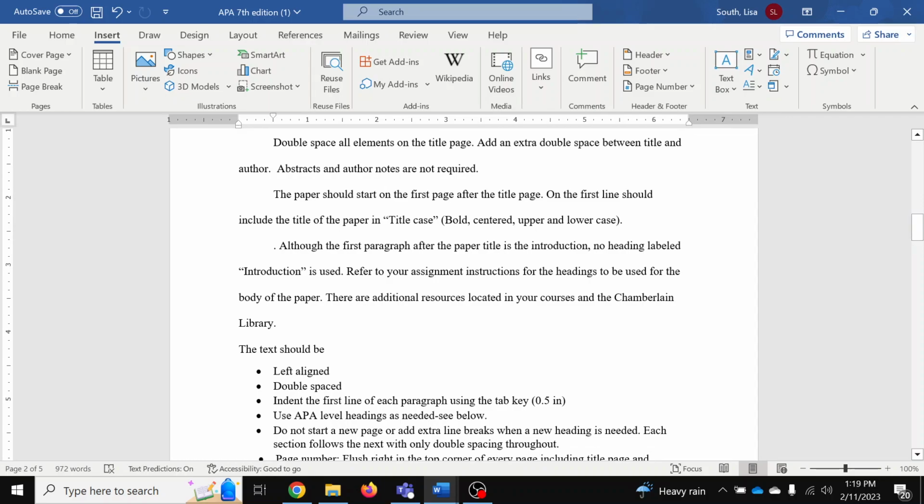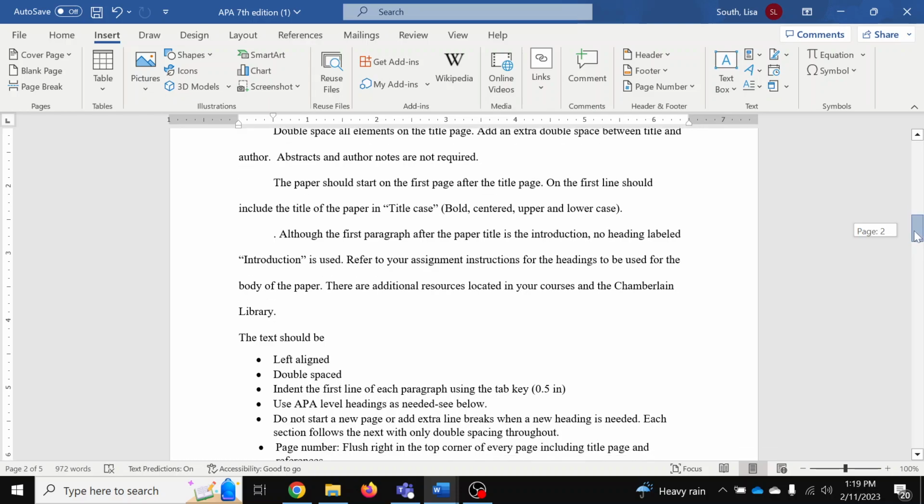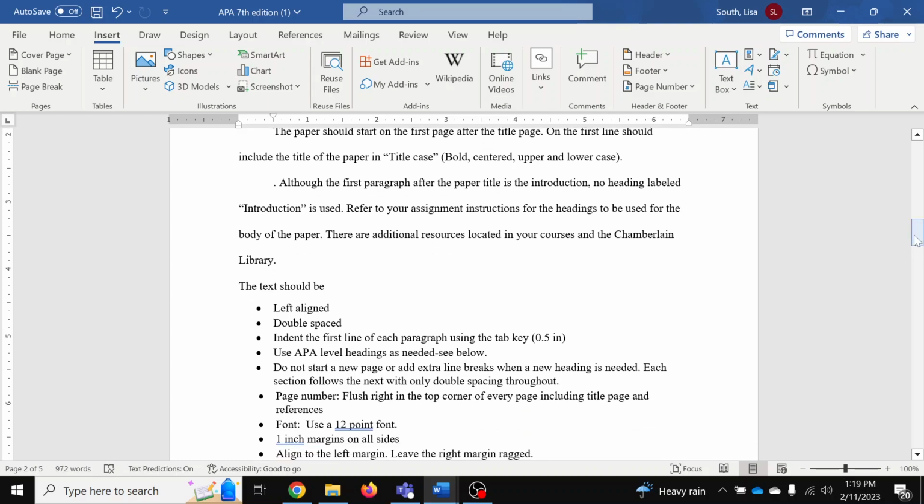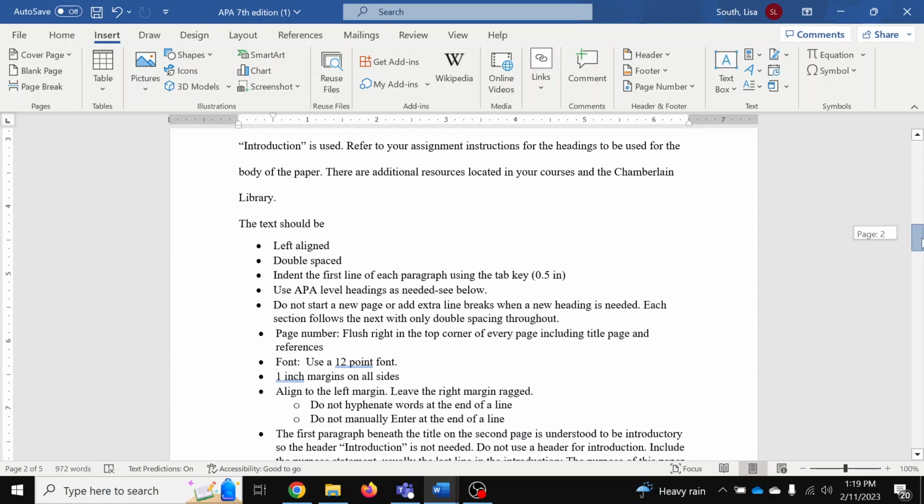It is the introduction, so we don't need to label it. Your assignment instructions will tell you that you do need that introduction. We know that's the introduction, so if you don't label it, but you've got that introduction, it's okay. If you label it, I won't get too bent out of shape, but you don't need to label introduction. What should the text be?